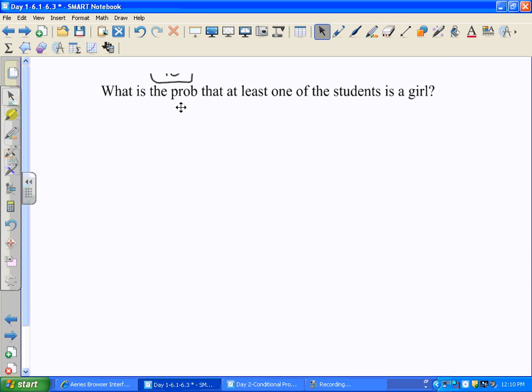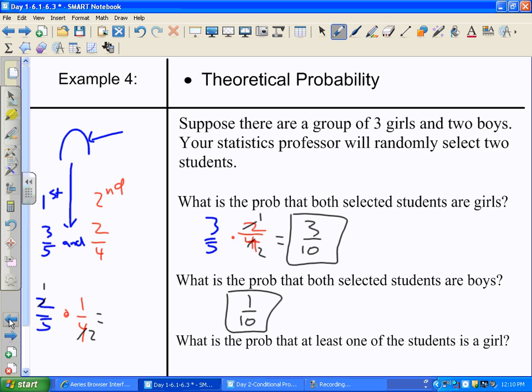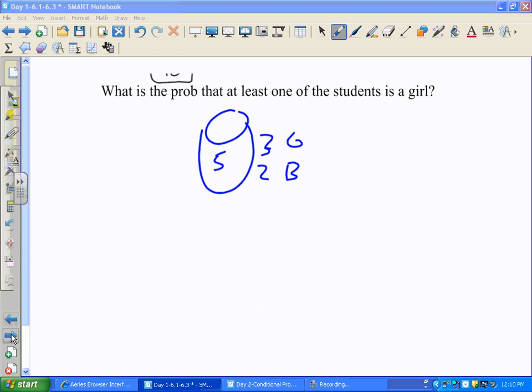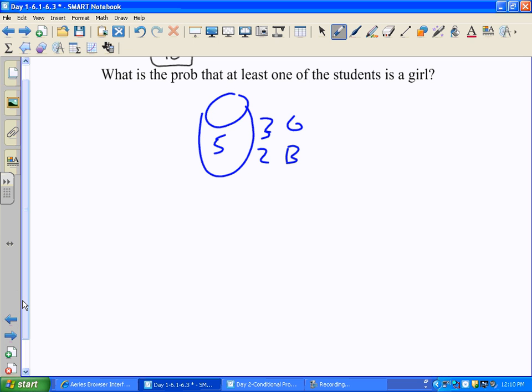And here's my magical bucket. We've got 5 people in there. 3 of them are girls, and 2 of them are boys, right? And now we want the probability that at least one is a girl. At least one is a girl.